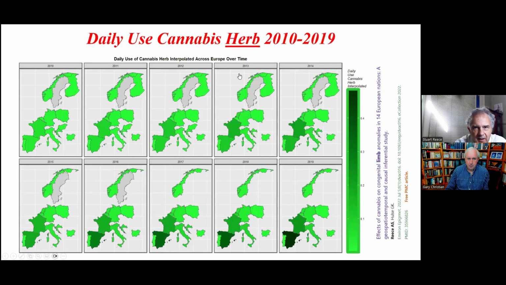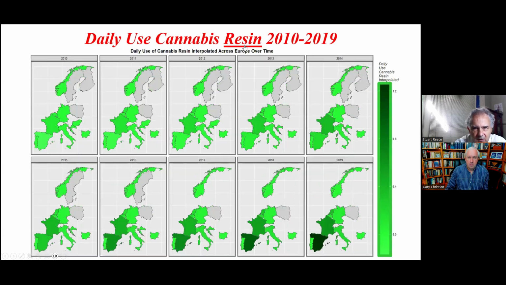And then if we compare, this is the cannabis over time in Europe. So it's high in the Iberian Peninsula. This is Spain, that's France. And that's the pattern of what's going on there. This is cannabis herb, THC concentration. This is cannabis resin. And you can see the same pattern there.